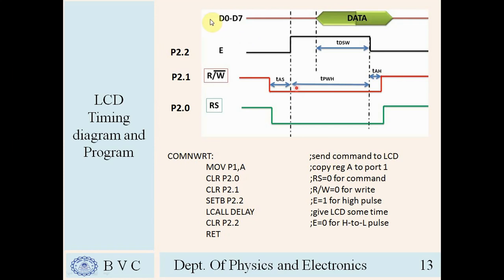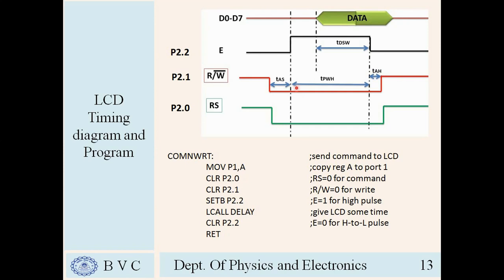Now you can see here D0 to D7 is the data. A command is an 8-bit number, as well as the data or the character you want to display on the LCD is also an 8-bit number. So D0 to D7 is an 8-bit number, maybe data, maybe a command.